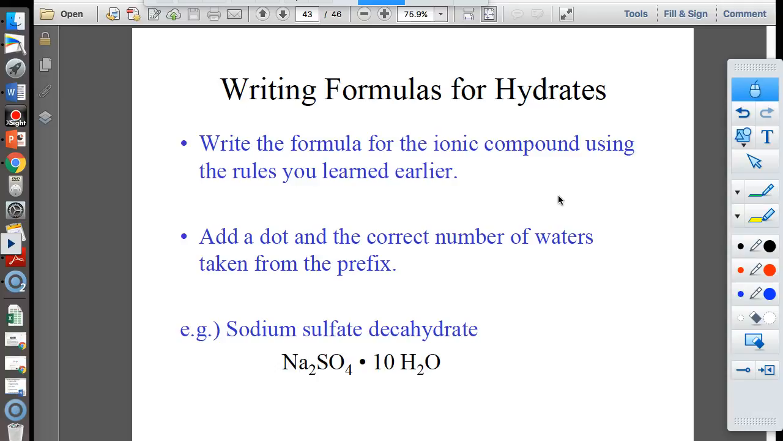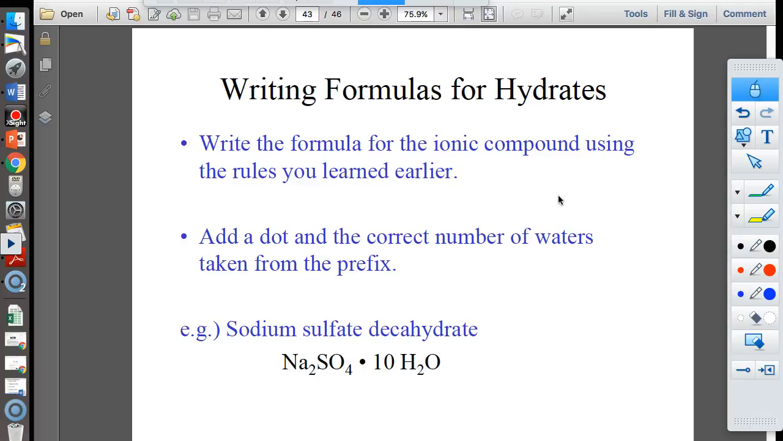What you're going to do is write the formula for the ionic compound. Don't freak out yet. Sodium sulfate, you do that, right? Well, if it says decahydrate, you know that deca means 10? If you don't, learn it for extra credit. So all you do is write out the formula like you already know how to do, and then, like a dot for multiplication in math class, put your little dot and then 10 waters. This can hold 10 water molecules, that's all it means. That's easy, right? No problem.